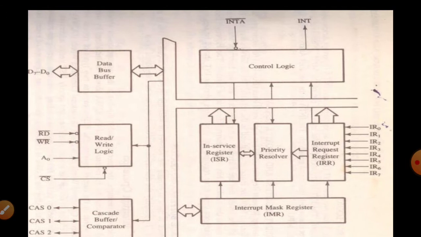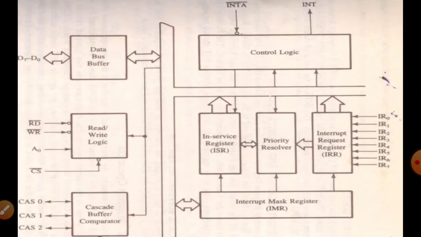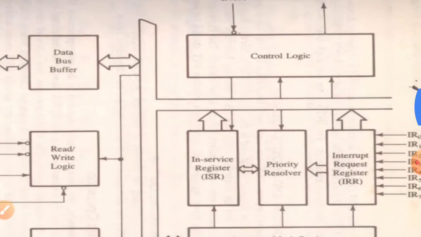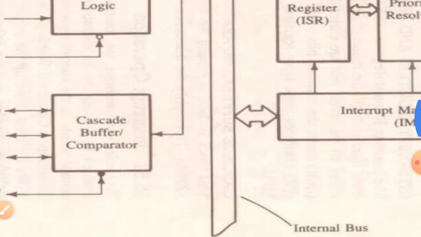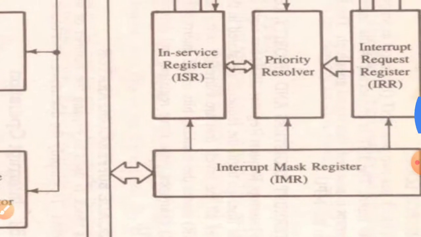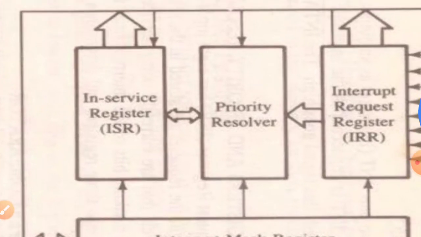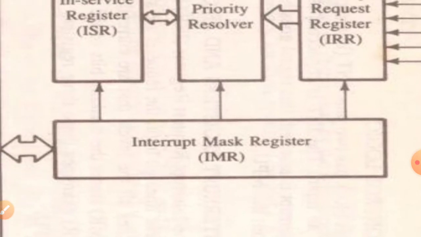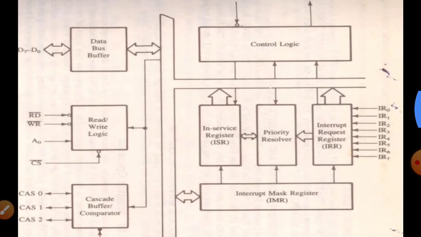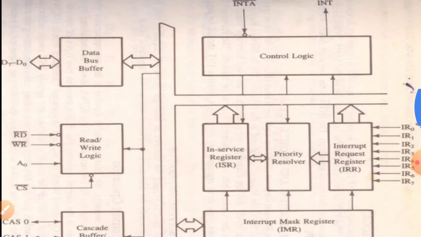So this is the block diagram of the 8259 interrupt controller. Now this 8259 interrupt controller has 8 blocks. The blocks are known as the control logic block, then we have a data bus buffer, a read write logic, a cascade buffer or the comparator, then the in service register, priority resolver, interrupt request register, and the interrupt mask register. So we have 8 different blocks. We start with the read write logic.